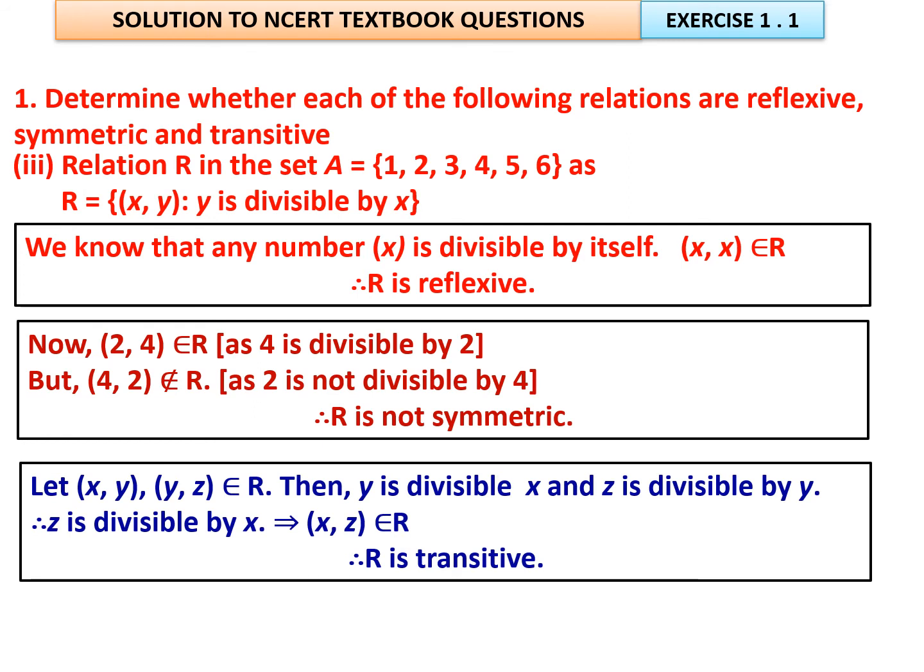x, y, z: then y is divisible by x, z is divisible by y, therefore z is divisible by x, therefore it is transitivity. Highly interesting one. Suppose y is divisible by x and z is divisible by y, then definitely z is divisible by x, therefore it is a transitive relation. You can take some numbers there and check it out.